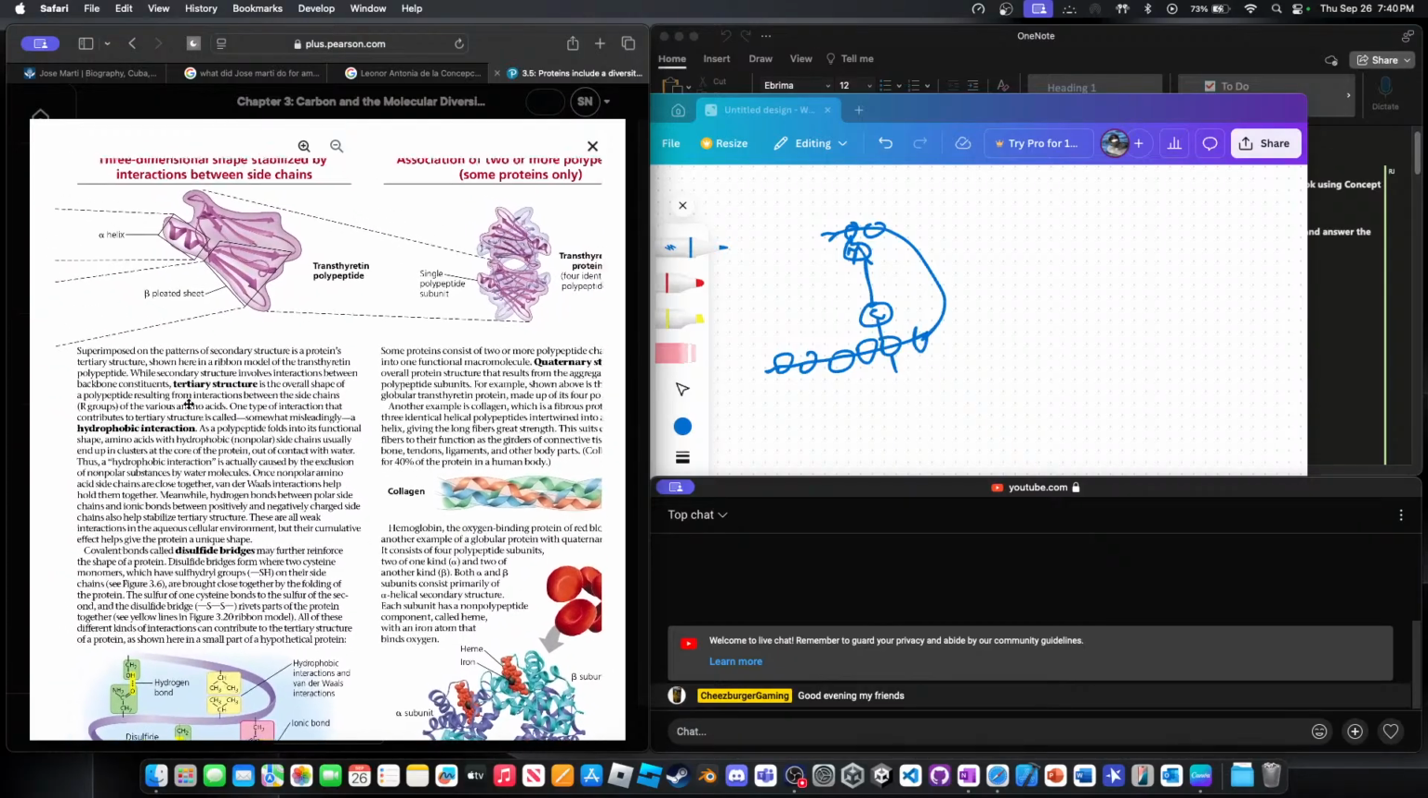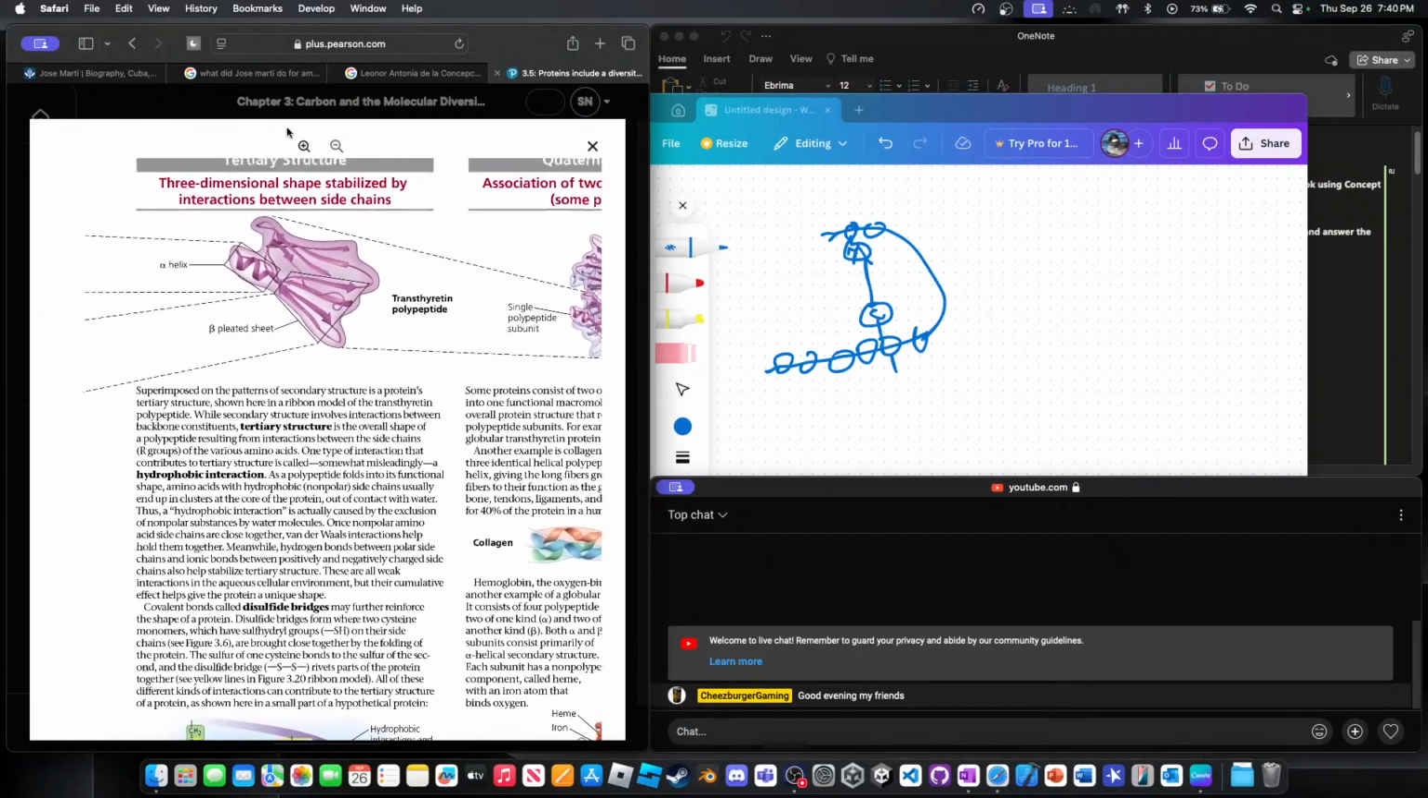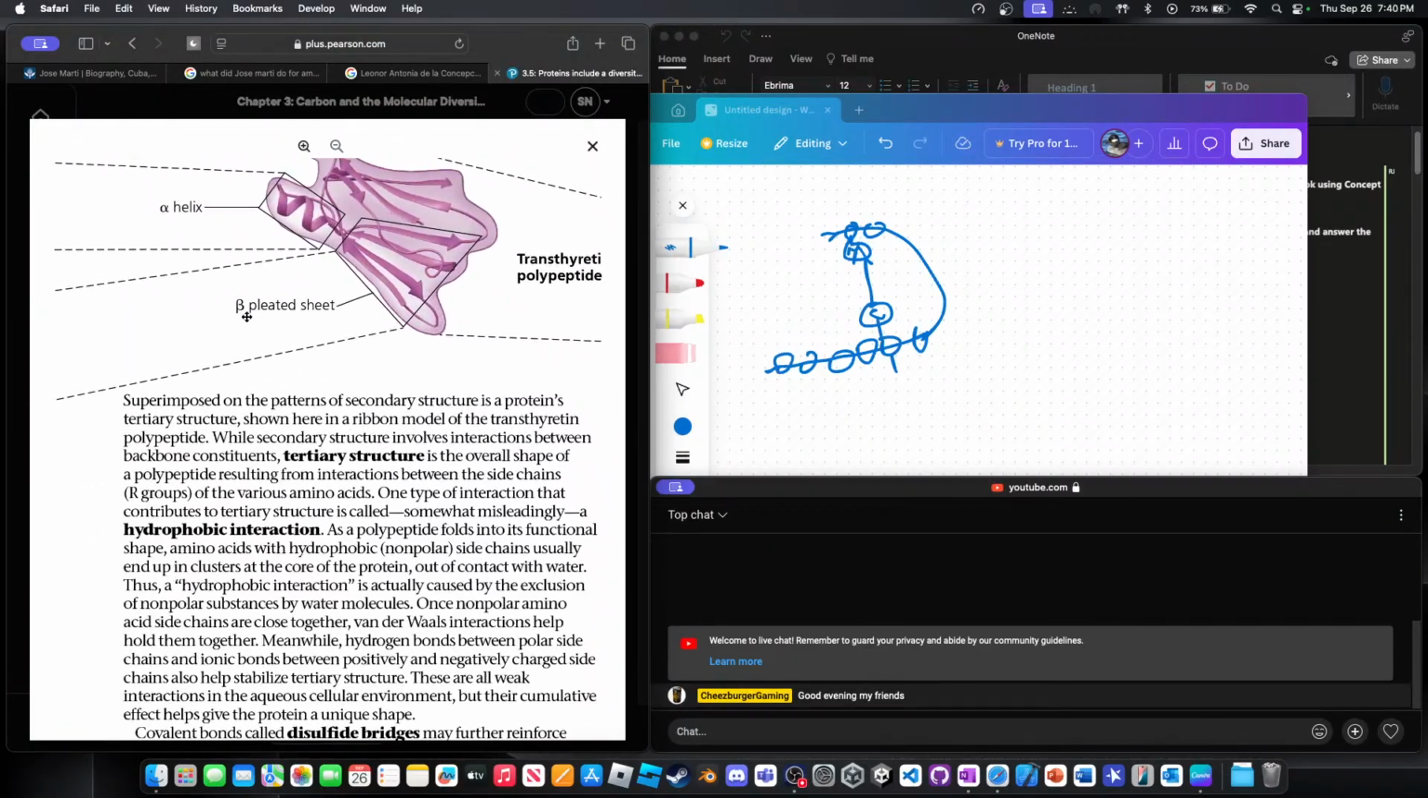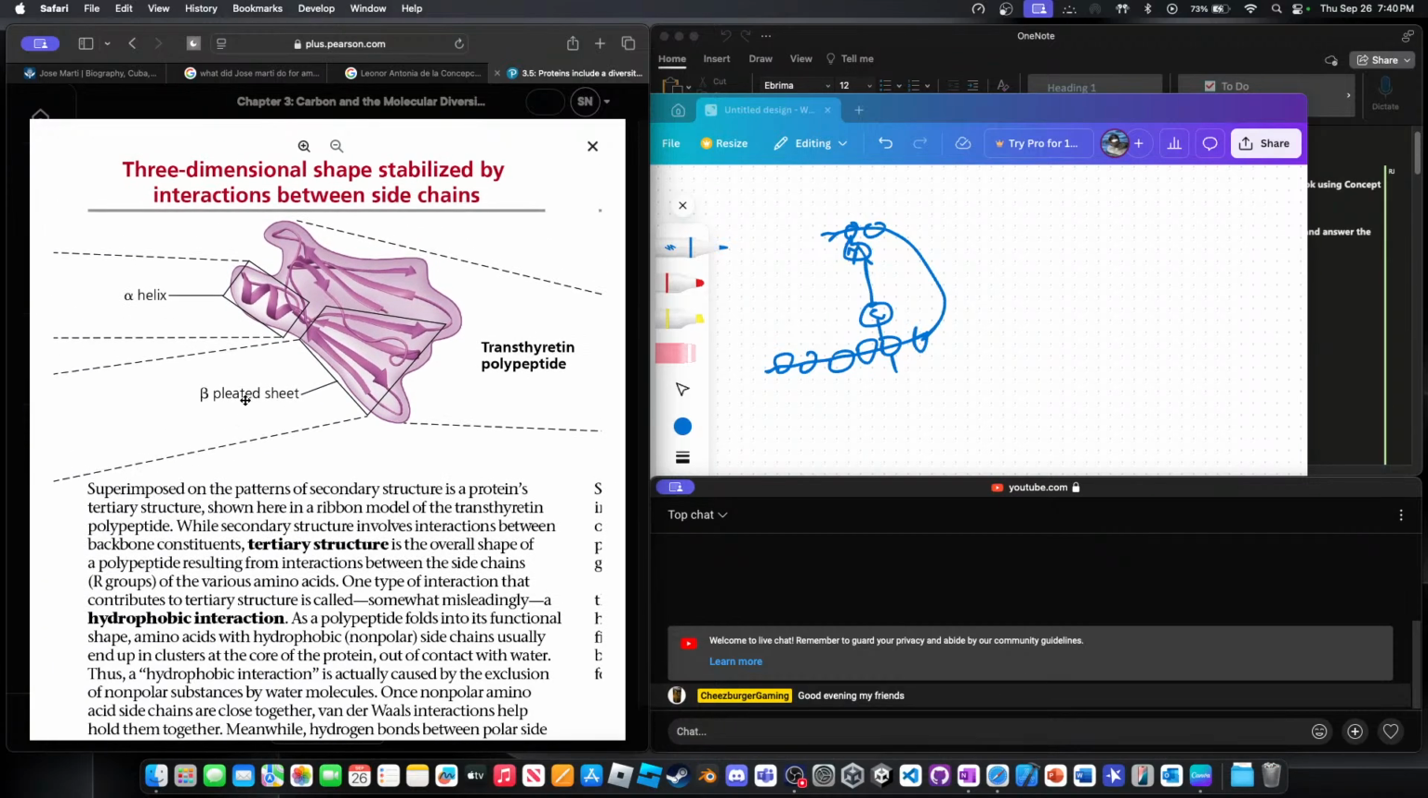Okay, superimposed on the patterns of secondary structure is a protein's tertiary structure. Shown here is a ribbon model of the transthyretin polypeptide. While secondary structure involves interactions between backbone constituents, tertiary structure is the overall shape of a polypeptide resulting from interactions between side chains, or R groups, of the various amino acids.